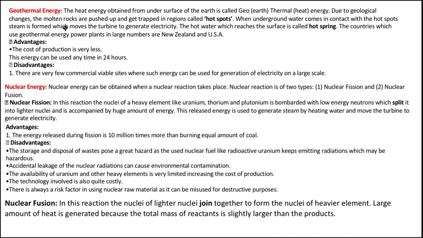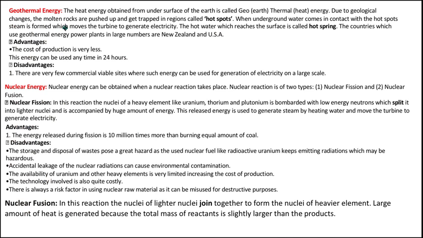And last but not the least, that is nuclear energy. Nuclear energy is basically harnessed by either joining smaller nuclei or breaking a big nucleus. If energy is produced by breaking a big, heavy nucleus, that is called nuclear fission. If energy is produced by joining smaller nuclei, that is called nuclear fusion. The advantage of nuclear fission is that it can produce a huge amount of energy that can be utilized very easily.